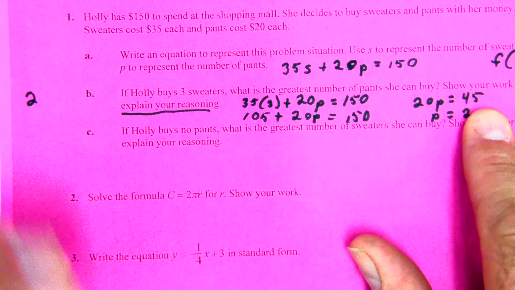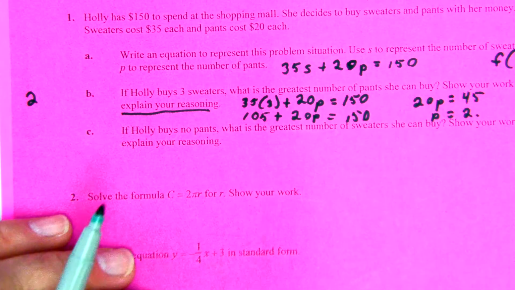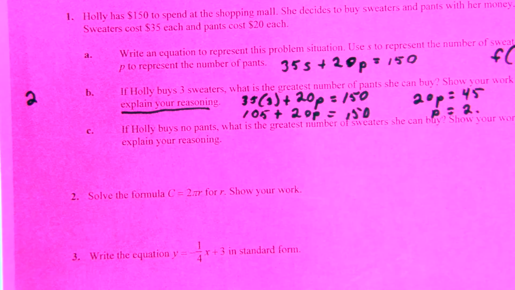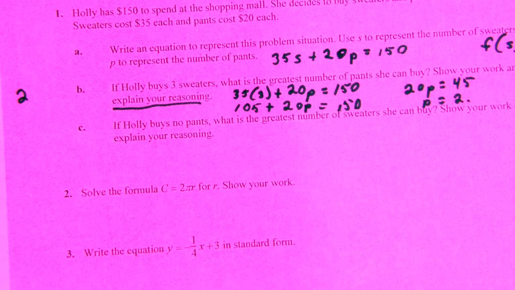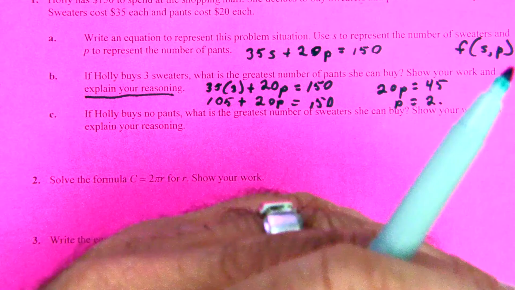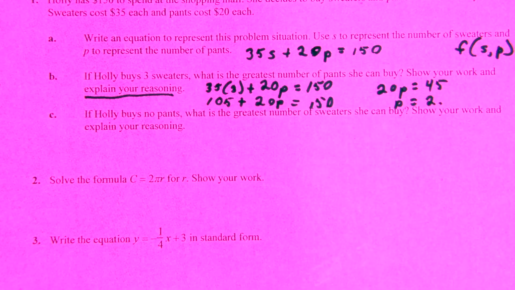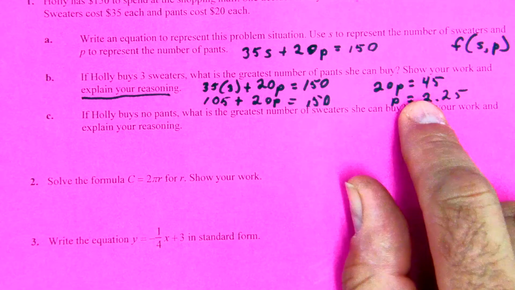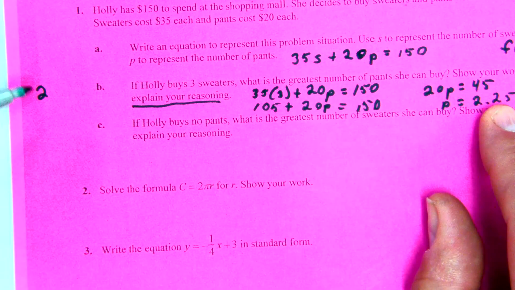Why is it that she can only buy 2 pairs of pants? It said 2 point something. There we go. You can't buy pieces of pants. Right, that's what I was looking for, the explain your reasoning, because you can't buy pieces of pants. The actual number answer was, what is 20 divided by 5? No, not divided by 5. 20 divided by 5 is 2.25? Okay. And the reason 2.25 is not the answer is because you can't buy pieces of pants.